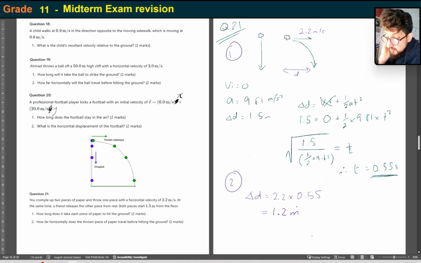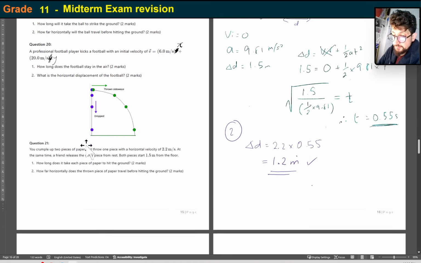Yeah. So in this case, it doesn't ask for displacement, so we can just give the magnitude, and that will be the answer. Okay, so with this sort of question, first work out the time, and then work out the distance using simply distance equals speed times time. Let's move along.